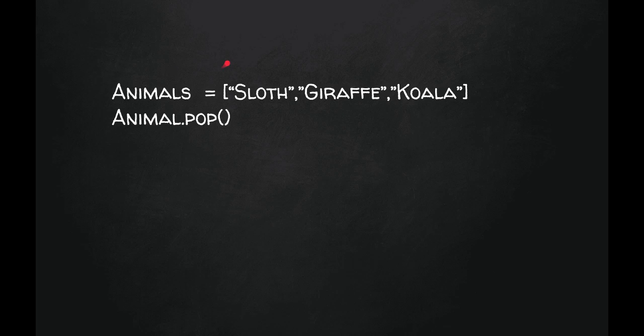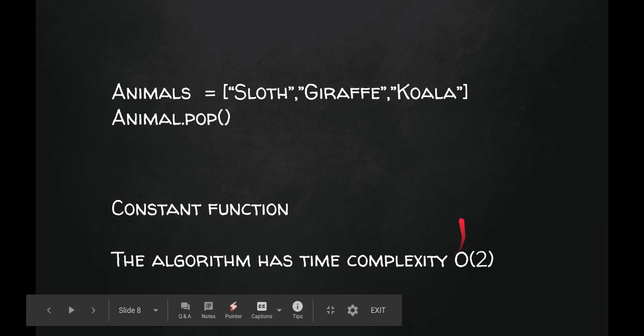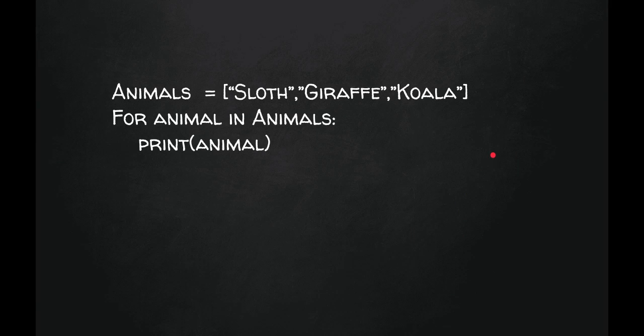There are two statements. In the first statement here, we're assigning these three things to animals. So in this scenario, n equals 3 here. So we've got 3 things in our list. And we're just going to pop something off the end. So koala will pop out of that. Now, regardless of how long the list animals is, it's still only going to do 2 executions. So we can put in loads of data. It still takes the same amount of time to do. So it's a constant function and has a time complexity of big O of 2.